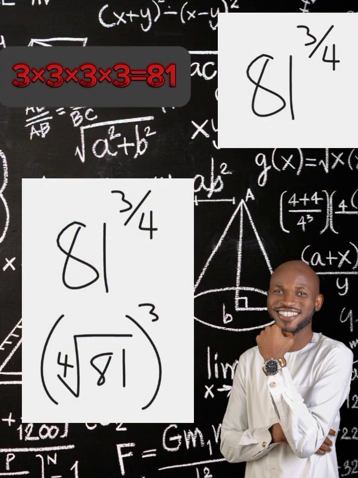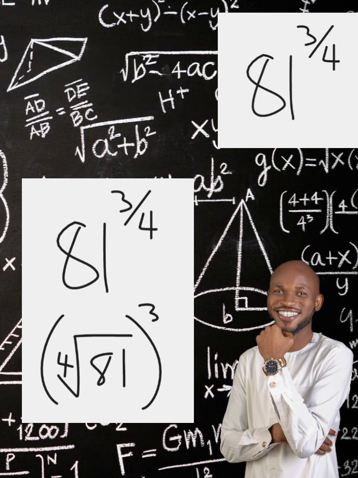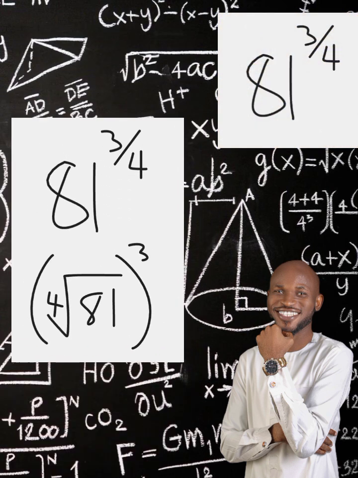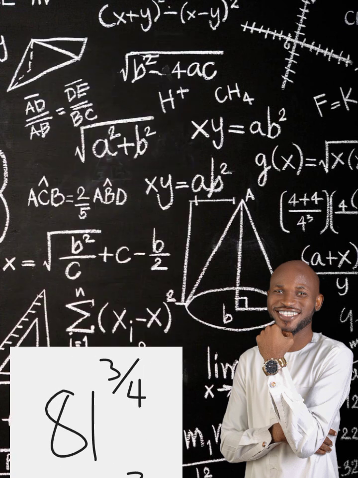3 times 3 is going to give you 9. If you multiply that by another 3, you're going to get 27, and if you multiply 27 by 3, you're going to get 81. So 3 raised to the power of 4, which is 3 times 3 times 3 times 3, is going to give you 81. Okay, so the fourth root of 81 is 3.